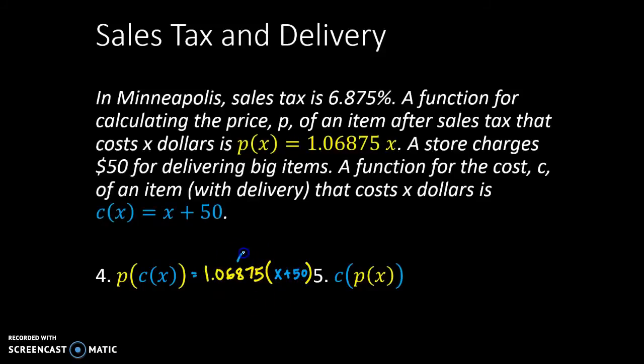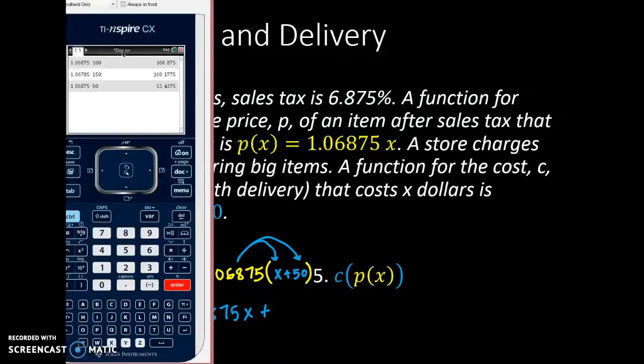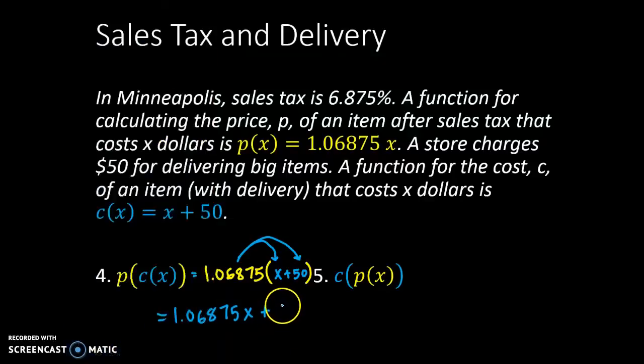I don't want you to stop there. I do want you to finish by distributing. So you wind up with 1.06875 X plus 53.44.